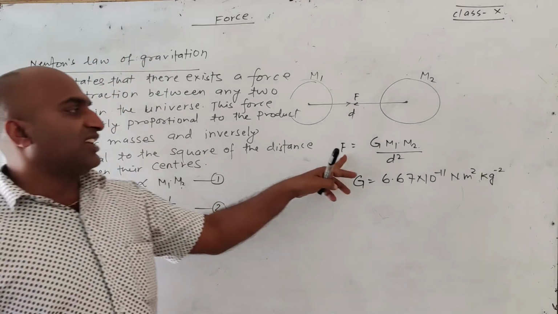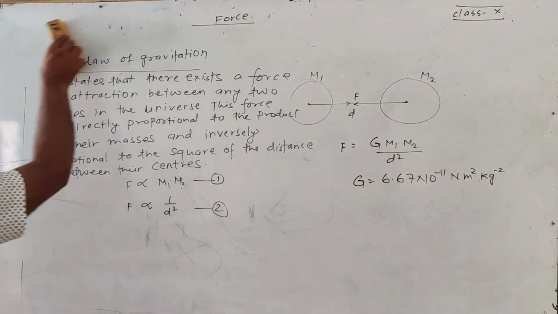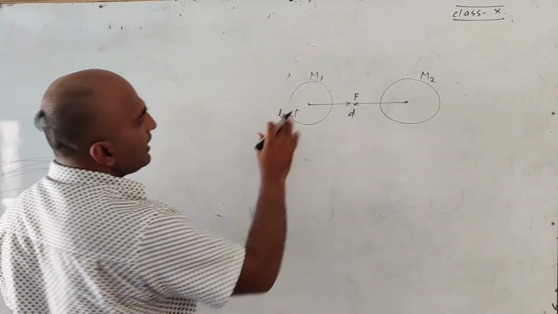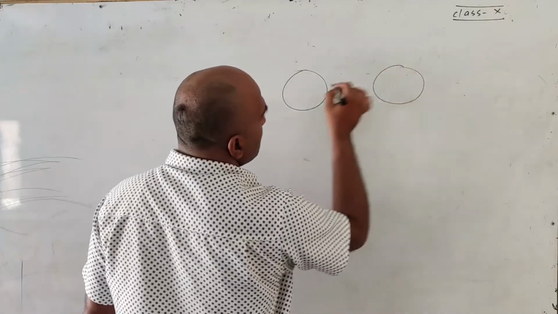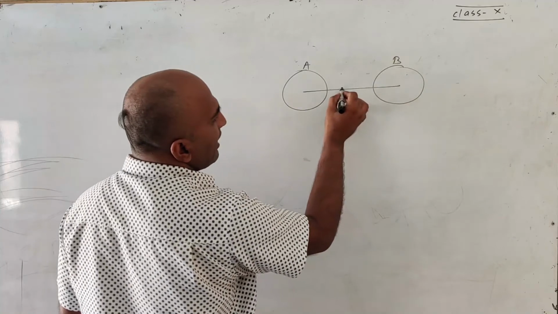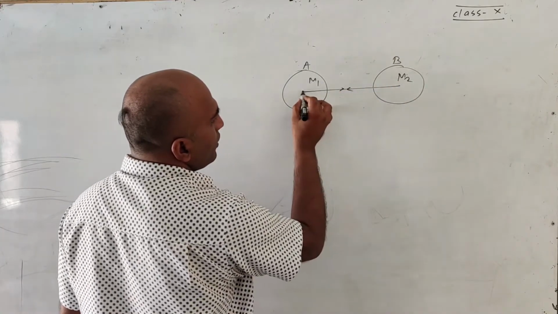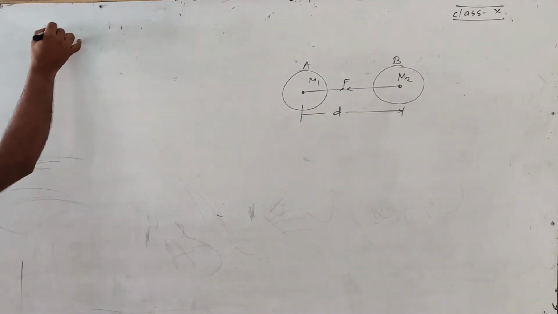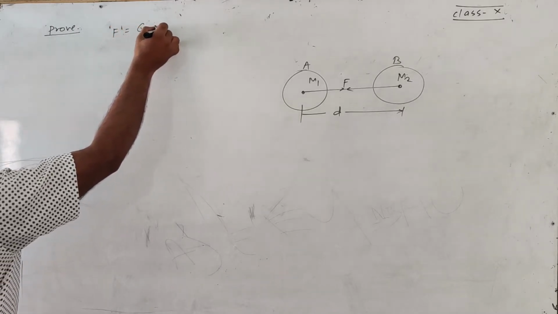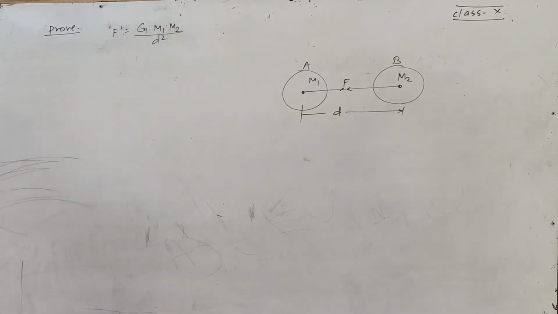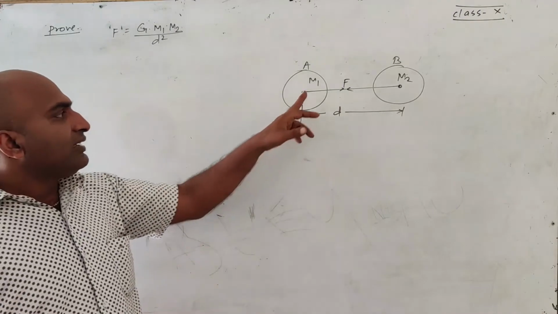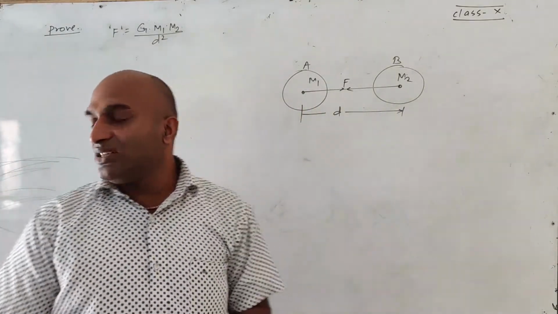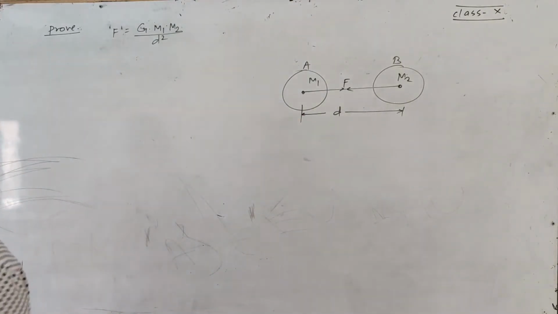Now, from this, we can derive the relation F equals G m1 into m2 by d square. How can we prove this? You require a figure to explain. Redrawing this, two bodies A and B have masses m1 and m2. These are the centers, and d is the distance between their centers. F is the gravitational force. We have to prove the relation F equals G m1 m2 by d square, where the symbols have their usual meanings. Usual meanings means m1 and m2 represent the masses of the two bodies and small d represents the distance between their centers.